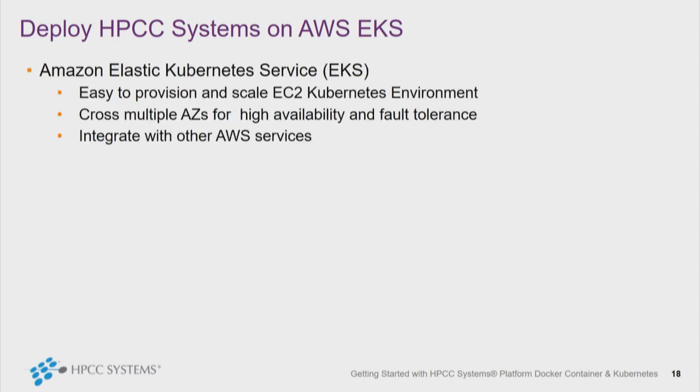So what I was using is called Amazon Elastic Kubernetes Service. Traditionally, people probably needed to provision the Kubernetes themselves on AWS. And now AWS provides this EKS that makes it easy to create the Kubernetes environment on AWS. So it's easy to provision and easy to scale. They also support multiple availability zones, and you can also integrate with other AWS services.